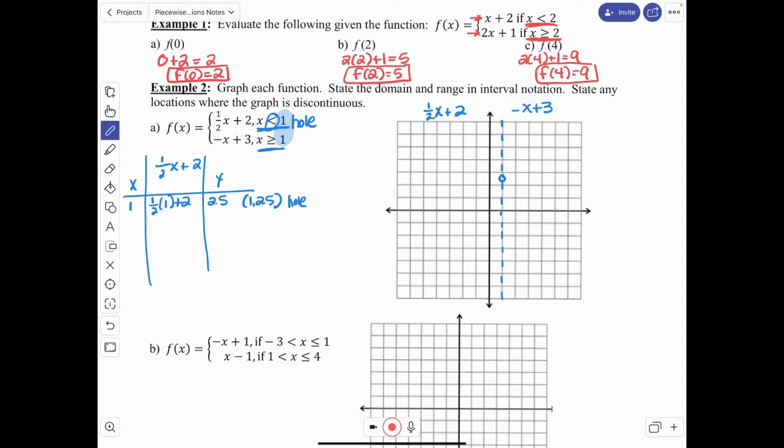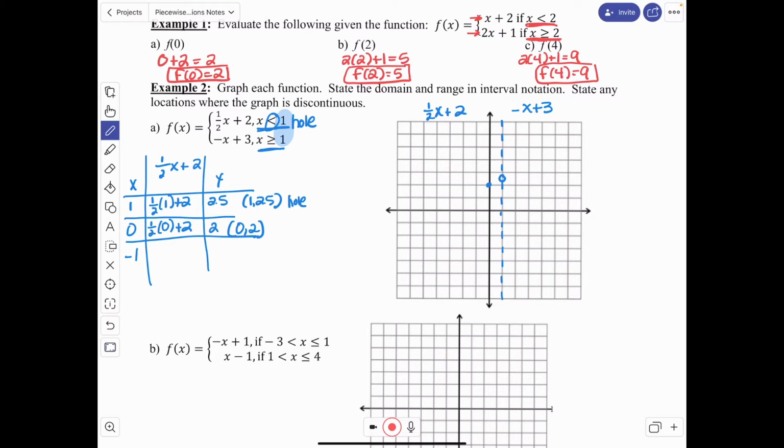Now, I have to follow my rule. X is less than 1, so I have to continue with values that are less than 1. So I would do like a 0 and a -1. And I could keep going because it's less than 1. As long as I keep doing numbers less than 1, I'm good. But I just want to do a few numbers to establish where this line is going. So if I do 0, 1/2 times 0 is 0. 0 plus 2 is 2. So my point is 0, 2. And that's just a point.